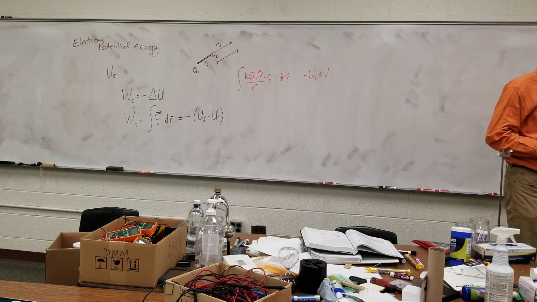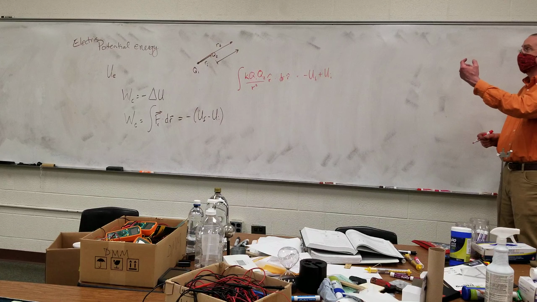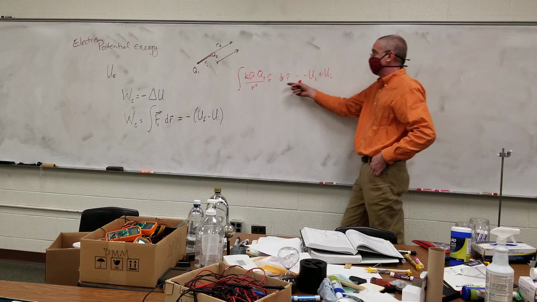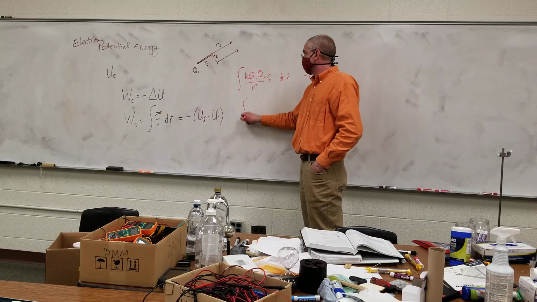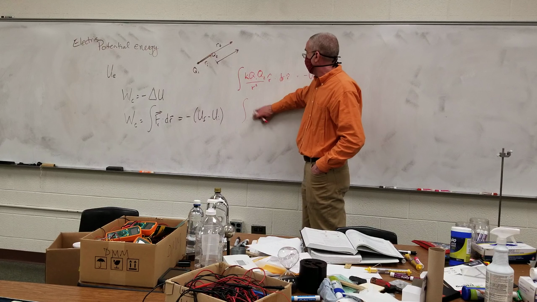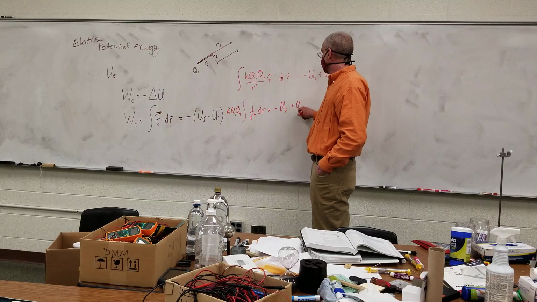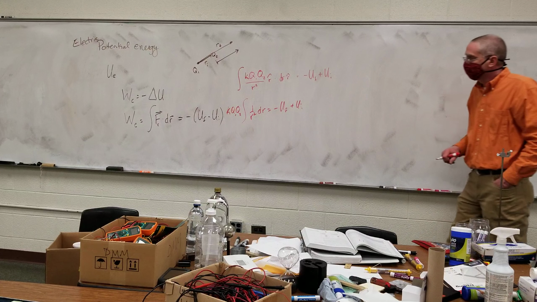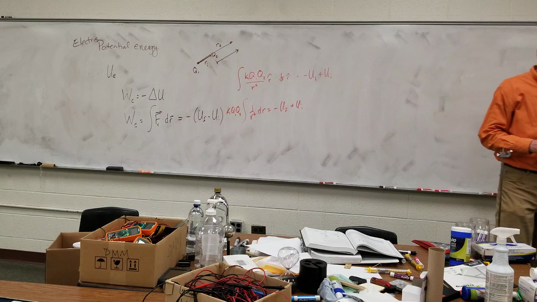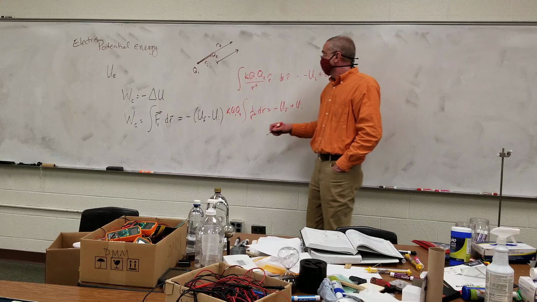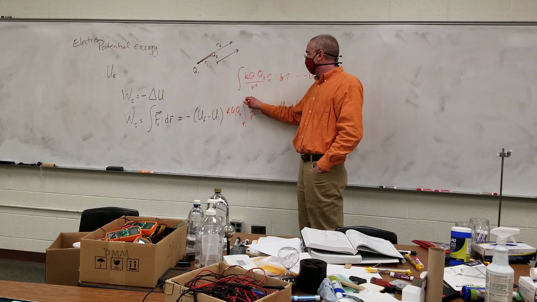So the dot product cares about parallel, and my force acting on Q2 is in the same direction as my radial vector, or the same direction as dr. And so this just becomes a simple, well, k, those are constants, so k Q1 Q2, 1 over r squared dr, and that's going to be equal to negative U final plus U initial. I have an integral here in terms of a single variable, so I can do limits of integration relatively simply. And so it goes from r initial to r final.